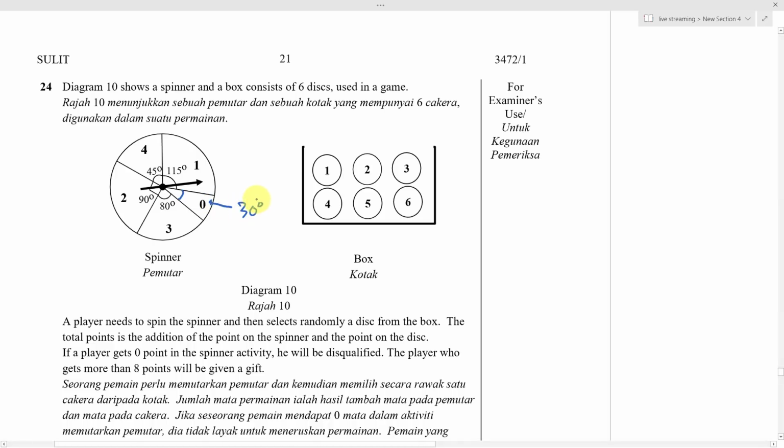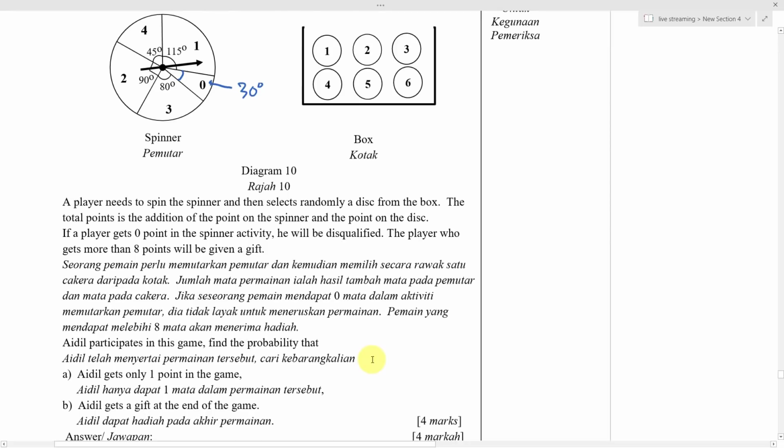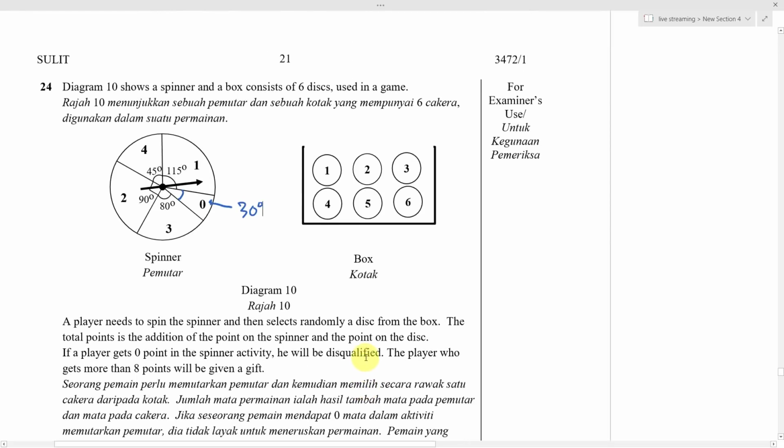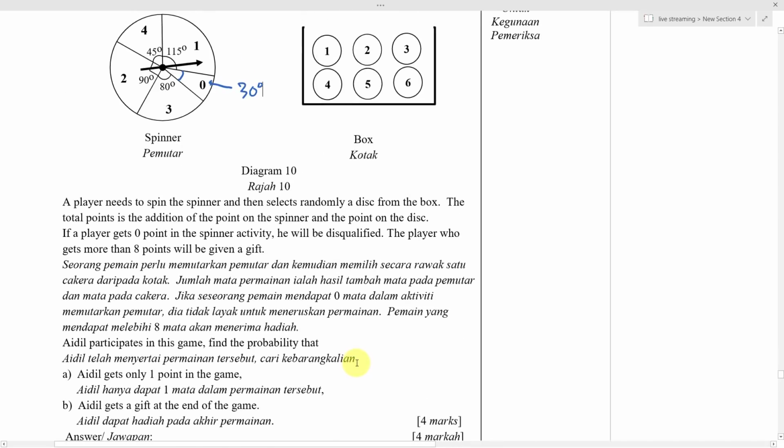Alright, so a player needs to spin the spinner and then select a random disc from a box. So the total point is the addition of the point on the spinner and the point on the disc. If a player gets 0 point on the spinner, he will be disqualified. That means if you got 0, then you cannot play. The player who gets more than 8 points will be given a gift. Ideal gets only 1 point in the game. Find the probability he will only get 1 point.